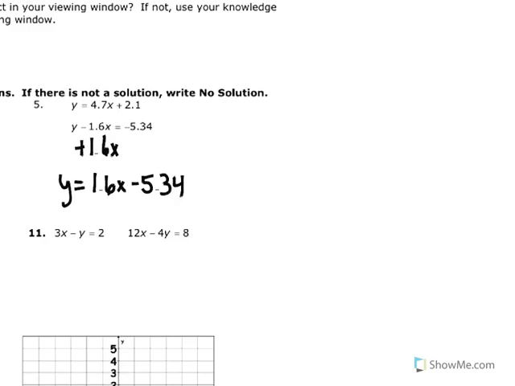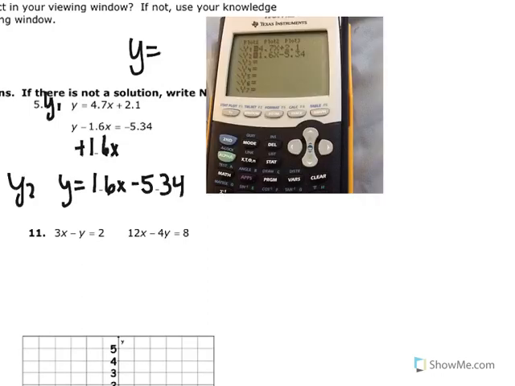Now, once you've got that, let's go to y equals in your calculator, and you can put one of them into y1 and the other equation into y2. So your calculator should look like this. And now that you have that, let's hit your graph button. Hit graph.